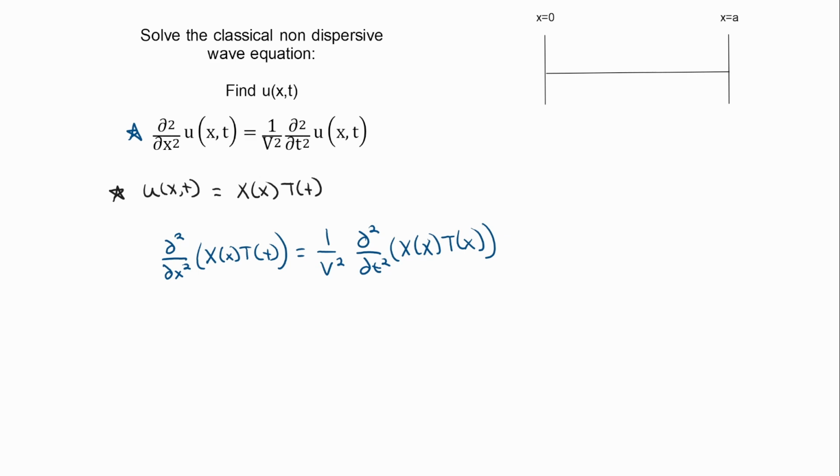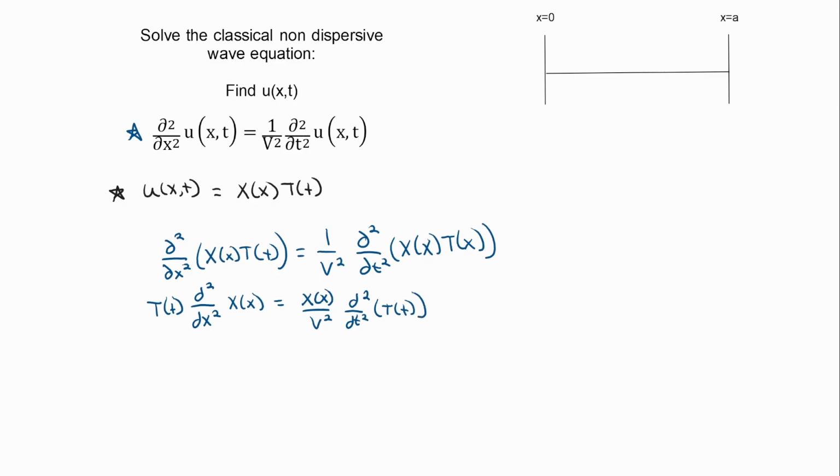So now, since we have partials with respect to x and t, and now these functions are actually separable, what we can do is factor out the functions that do not have those specific variables. So on the left here, we're taking a partial with respect to x, so this t function can now be factored out, and now this becomes a regular second derivative with respect to x of our x function. And it's equal to, we factor out our x function, all over v squared, and we take our second derivative with respect to t of our t function.